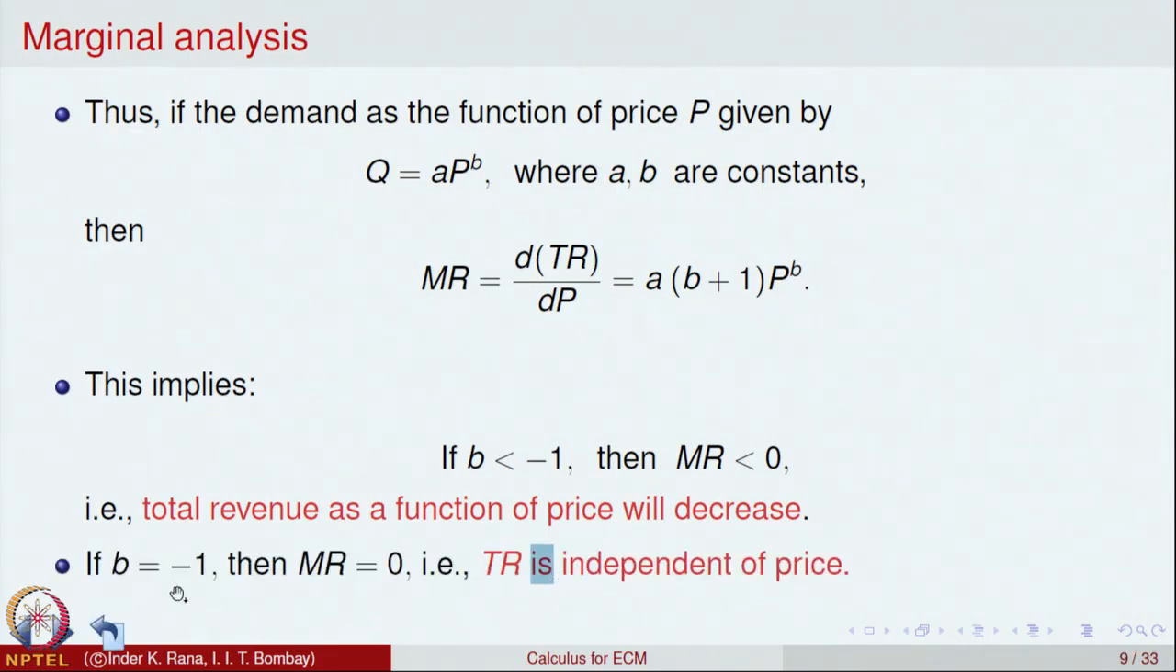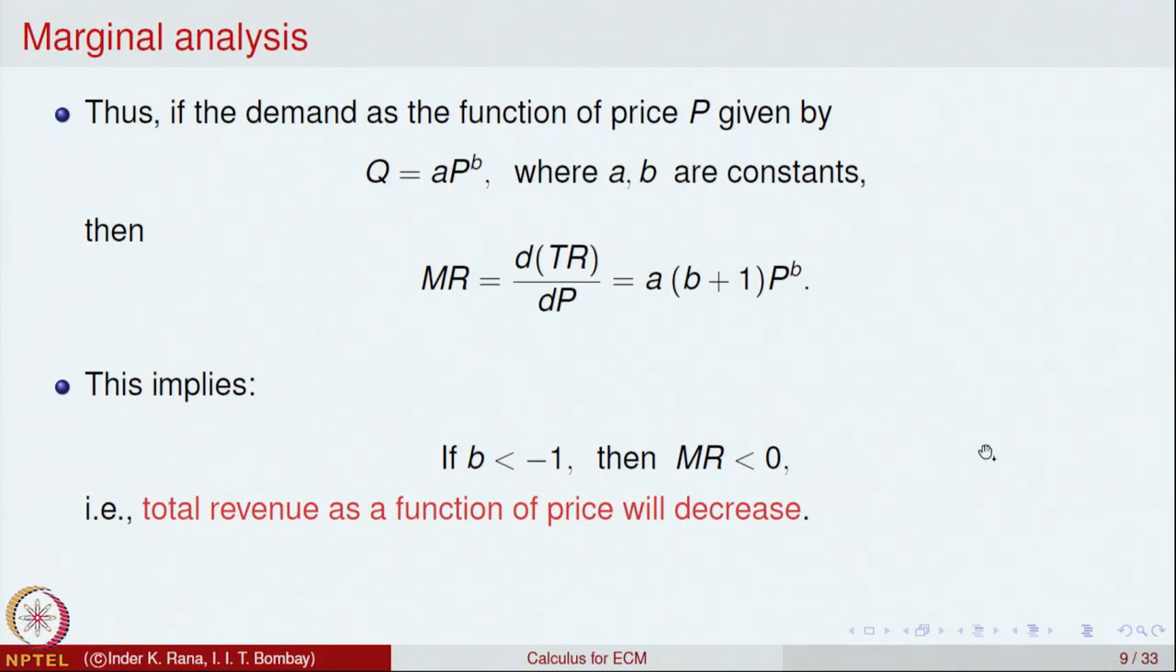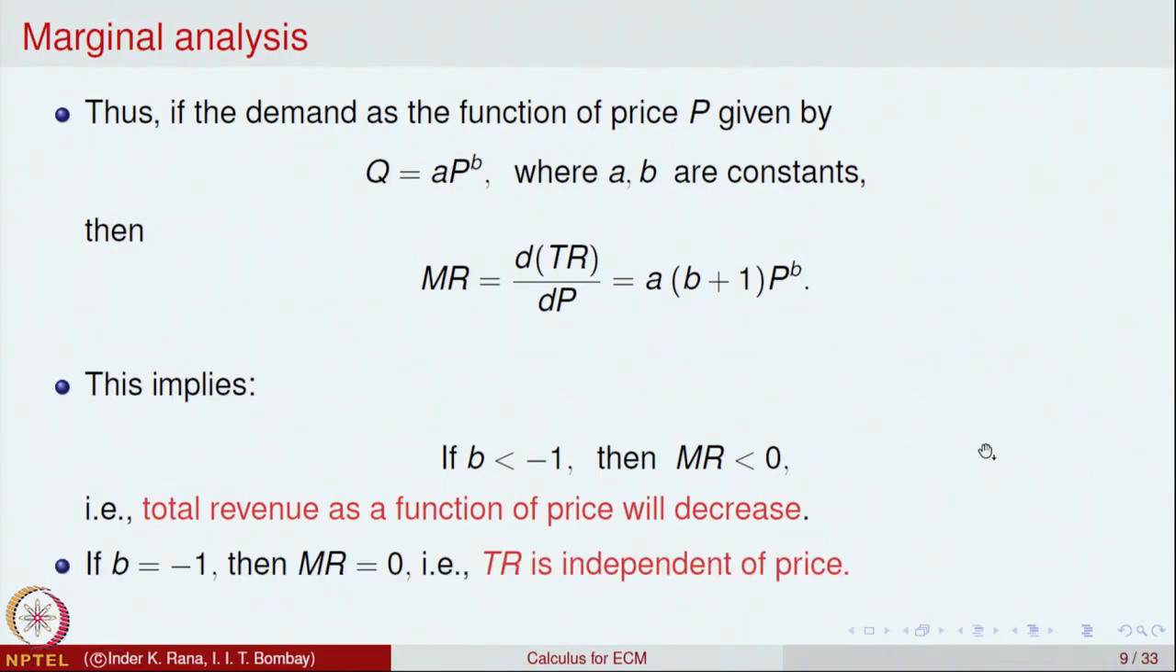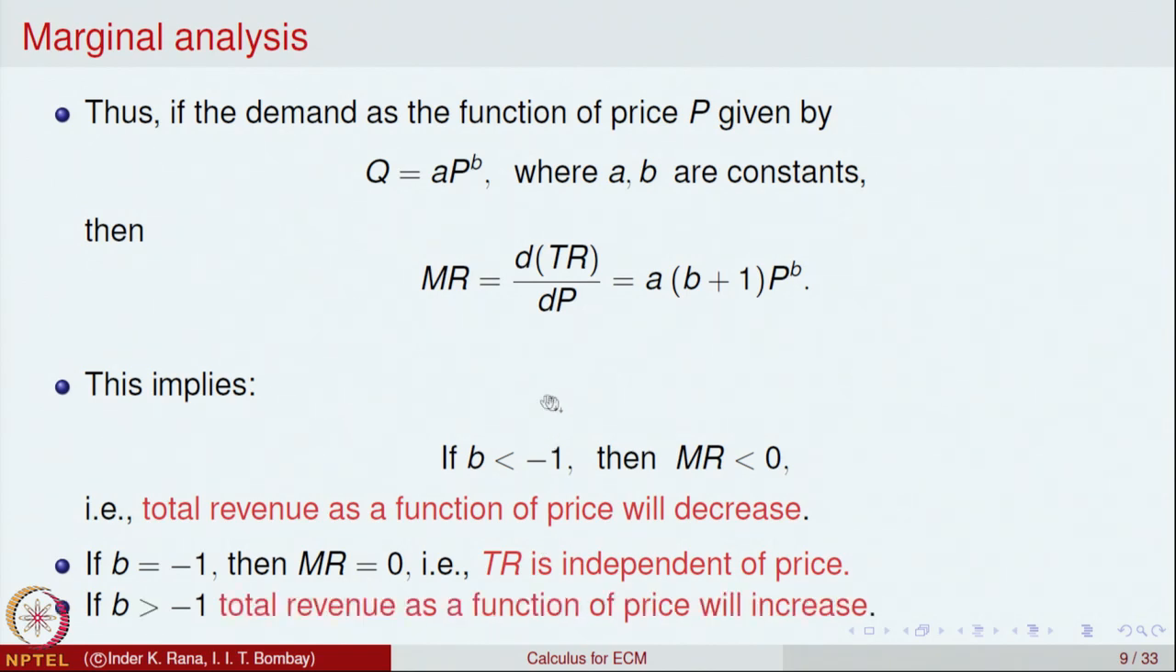So, if b is equal to minus 1, that means this will be equal to 0. So, then in that case the total revenue will be independent of the price, it will stay stationary, right. The marginal of revenue will be 0. So, total revenue is independent of the price, and in case it is bigger than minus 1, total revenue as a function of price will increase.